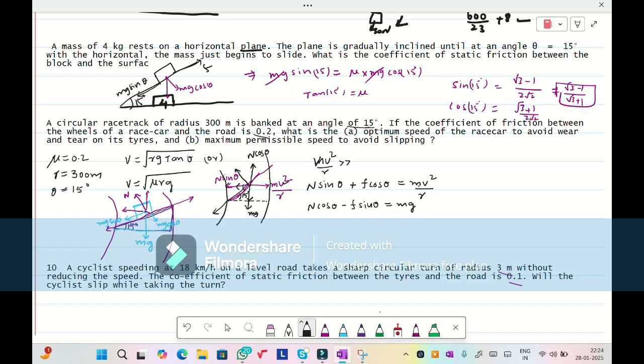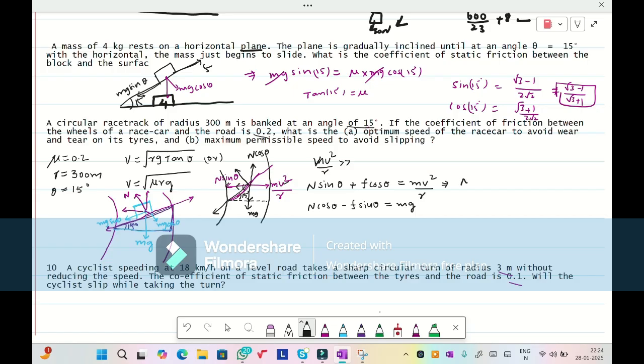So now I want v square. Here itself v square I can write in terms of f and n, where f equal to mu into n. But the mass I want to cancel, which means I have to take the ratio. So we'll go with the ratio.